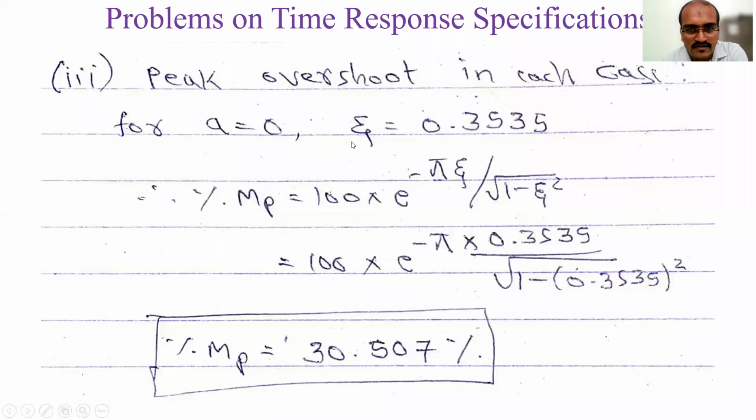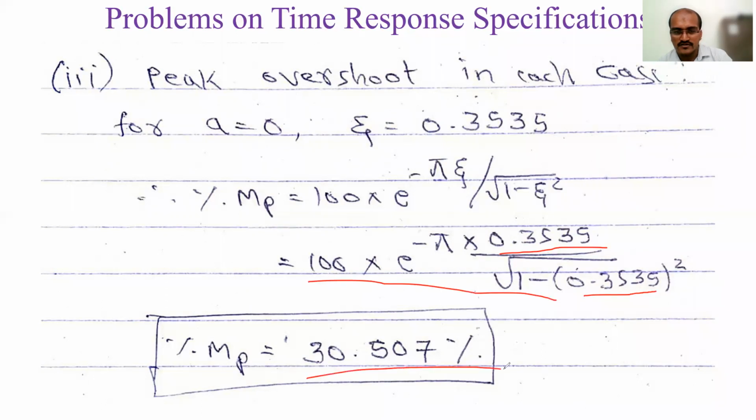So third, peak overshoot in each case. For a equal to 0, zeta was how much? 0.3535. Substitute in the formula: percentage Mp equals 100 into e to the power minus pi zeta by square root of 1 minus zeta square. So we'll substitute 100 into e to the power minus pi into 0.3535, divided by square root of 1 minus 0.3535 whole square. It depends completely on zeta value, right? So find this out in the calculator. First take the square, 1 minus the square, then the square root, and take this ratio, then take the exponential term, and that value you multiply with 100. This is how you have to go with the calculator. Even you can do with brackets, whichever approach you feel better, you can calculate this value.